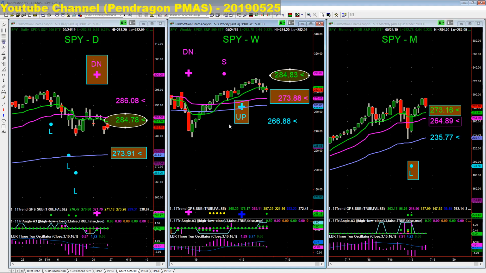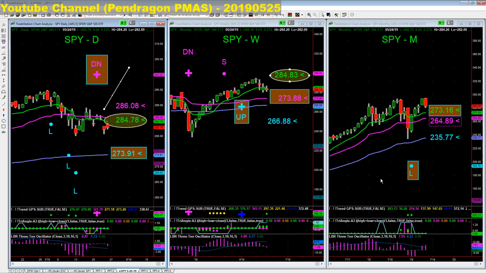So on the upside, this number is a potential strong resistance. Most likely for the time being, if the market wants to truly go up, it has to not only break 284.78, which is a pretty semi-significant resistance, but also break above 286.08 before the market can truly take off again. Now on the downside, it has to challenge this.